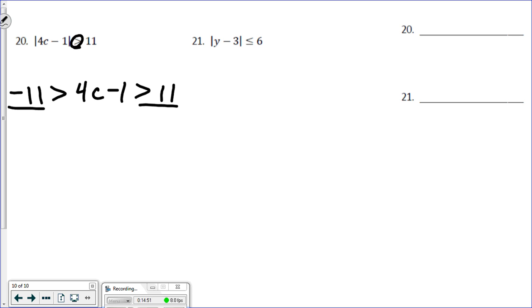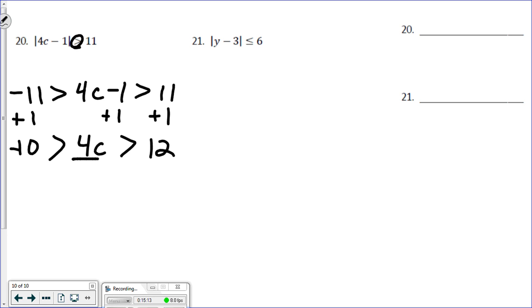Now I start to isolate C. I'm going to start by adding 1. Sorry, it looks like I'm dividing. I'm going to erase that. Adding 1 to all three sides. So I get 10, negative 10 is greater than 4c, which is greater than 12. I'm going to divide everything by 4. And I get negative 2.5 is greater than c, which is greater than 3.